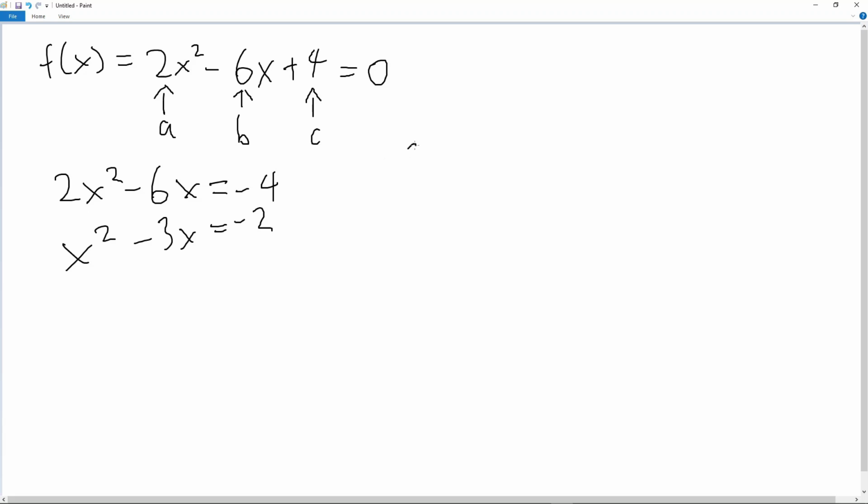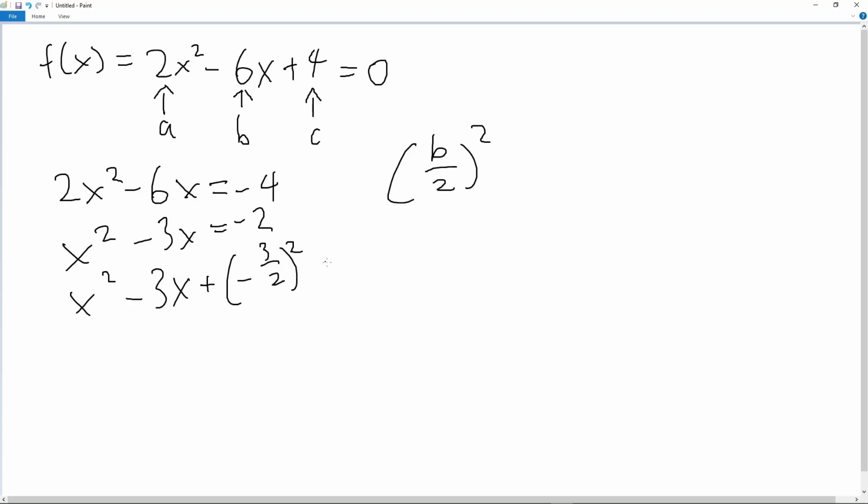Then you use this formula, b over 2 squared, and you add this to both sides. In this case, the b term is negative 3. So you do x squared minus 3x plus negative 3 over 2 squared equals negative 2 plus negative 3 over 2 squared.